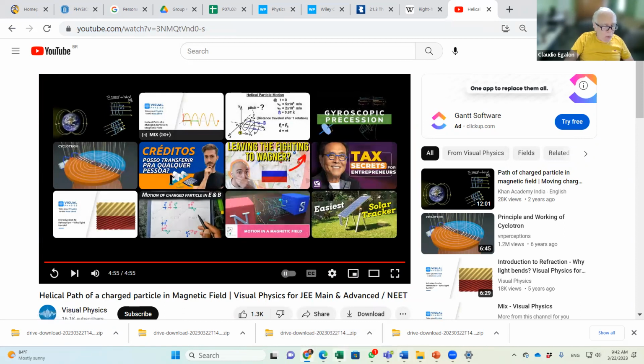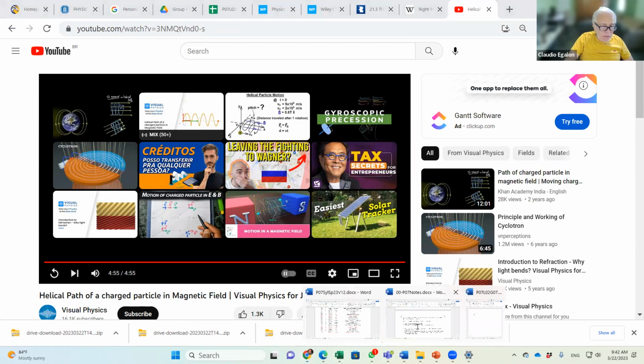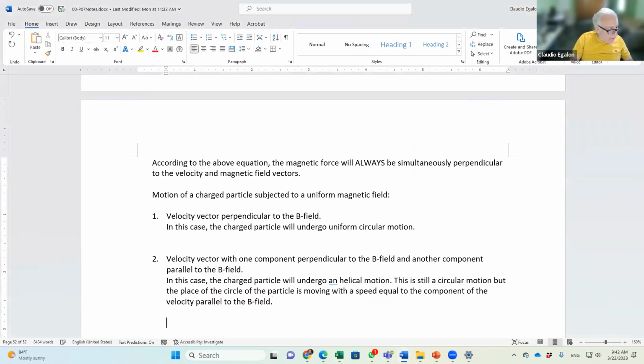Okay, I'm going to post this link here. I like this video so much that I'm going to put it here in the notes if you want to. Simulation of the helical and circular path of a charged particle subjected to a magnetic field. Simulation of the helical and circular path of a moving charged particle subjected to a magnetic field.